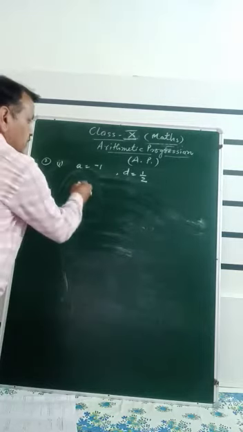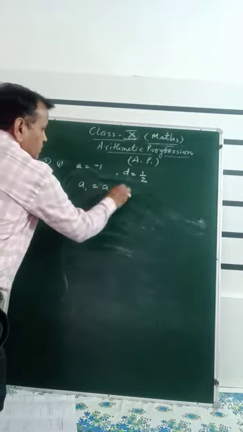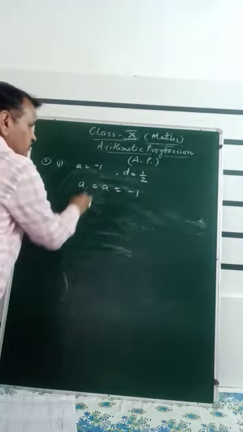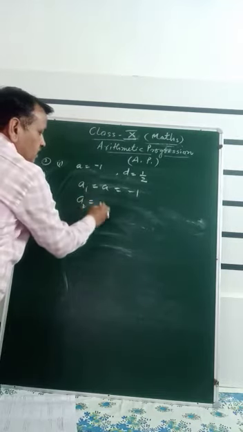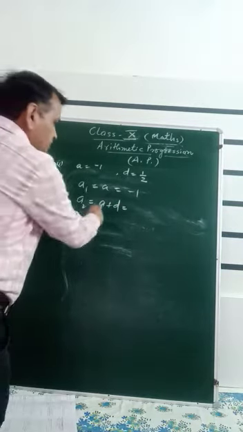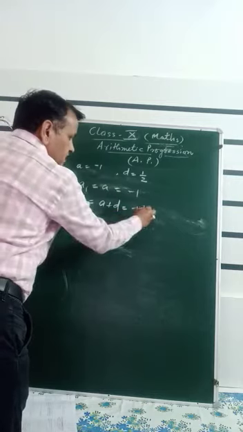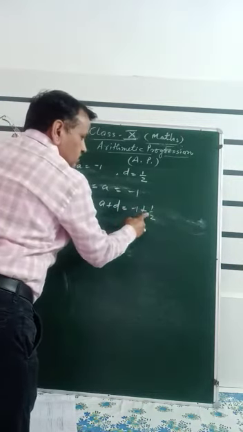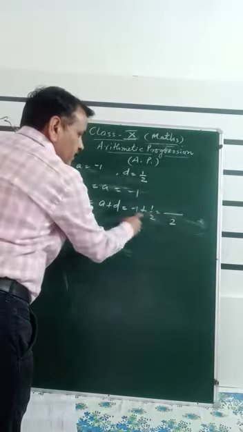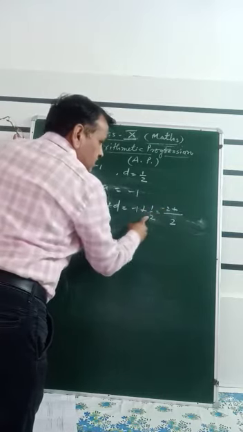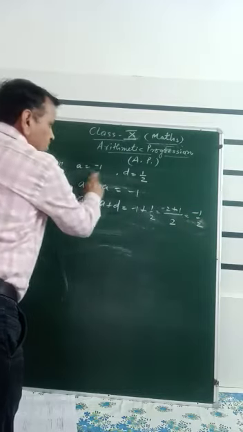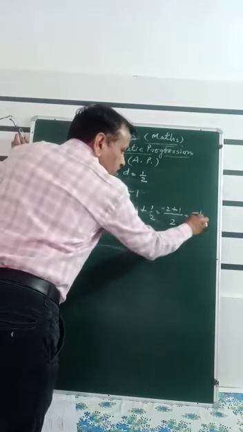So the first number is A1, and that is A, which is minus 1. A1 and A are the same. If you don't write this, then it's A1 only. A2, how to take? A2 is A plus D. Here A is minus 1 plus D is half. So minus 1 plus half. We have to take the LCM here. LCM is 2. So 2 times 1 is minus 2 plus 1, and the denominator is the same. So the remaining is minus 1 upon 2. The second term is minus 1 upon 2.